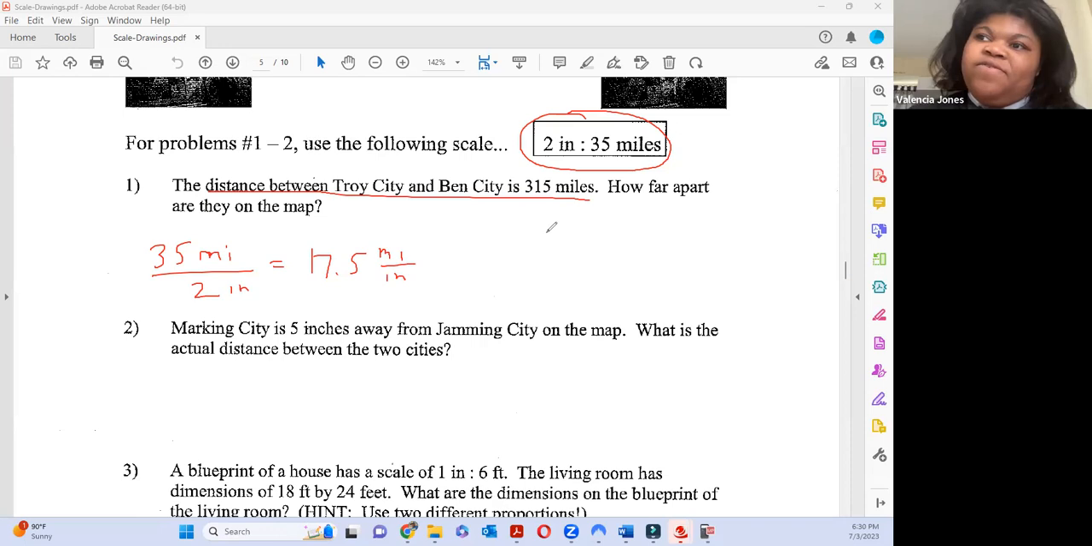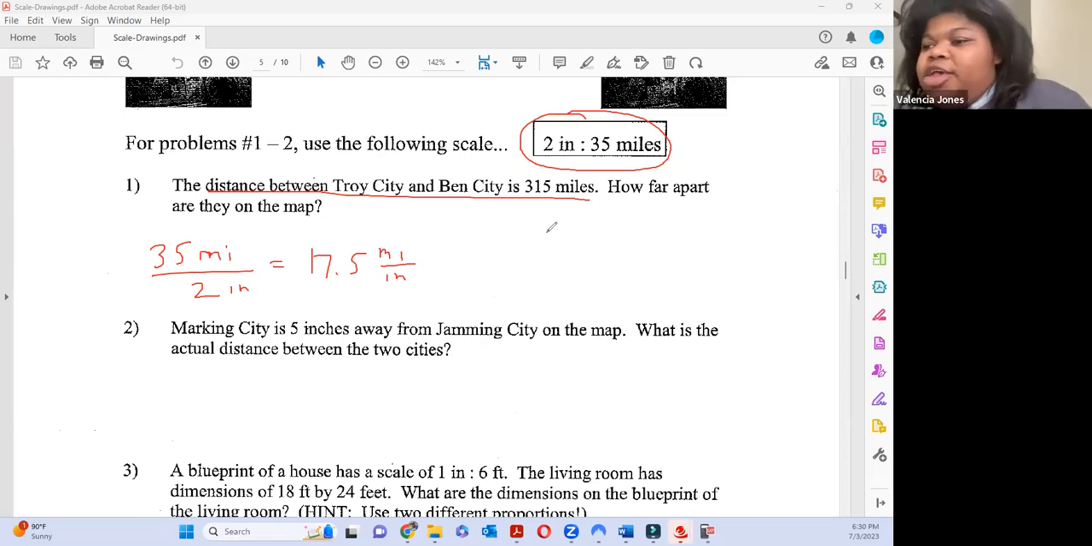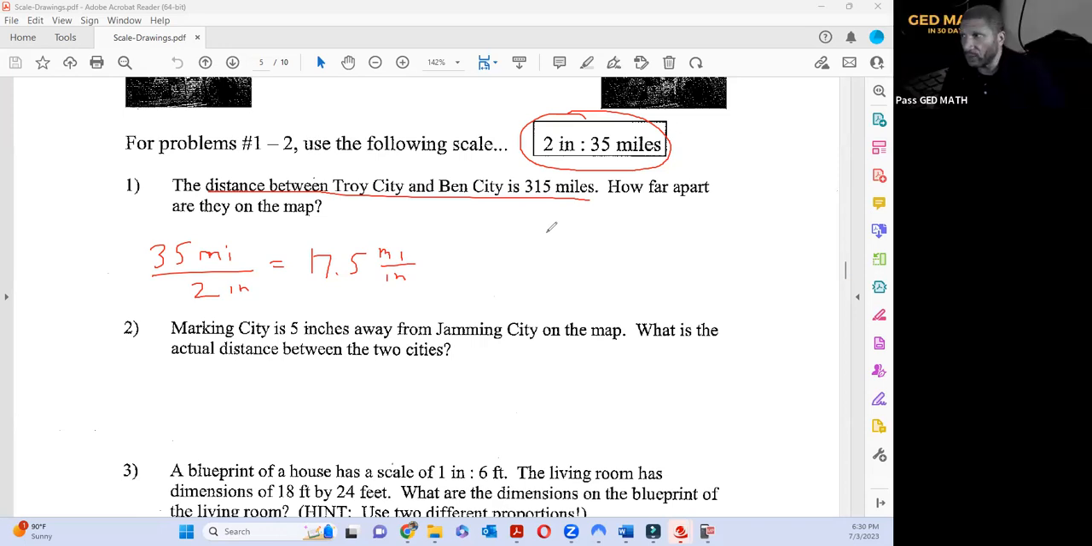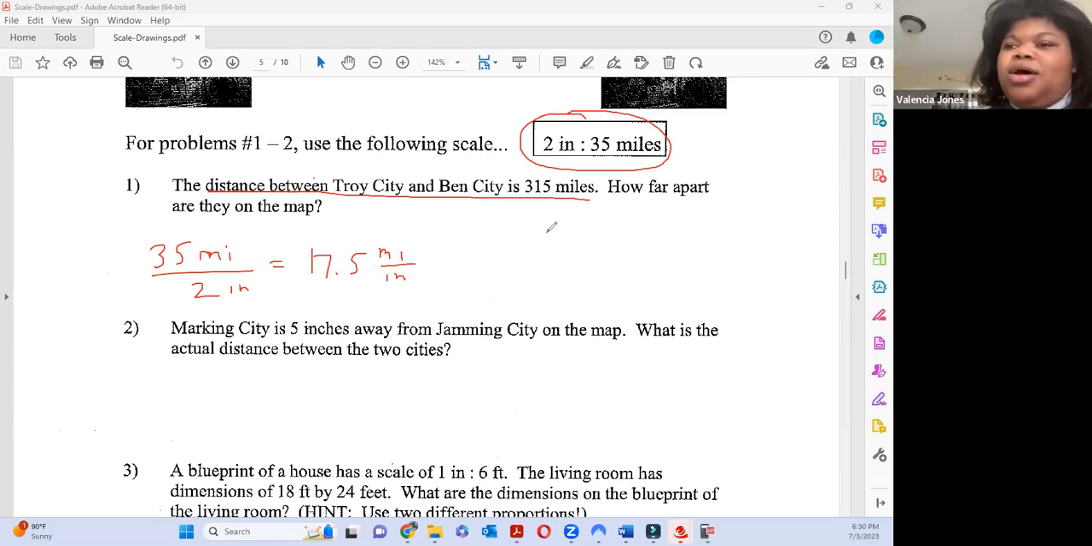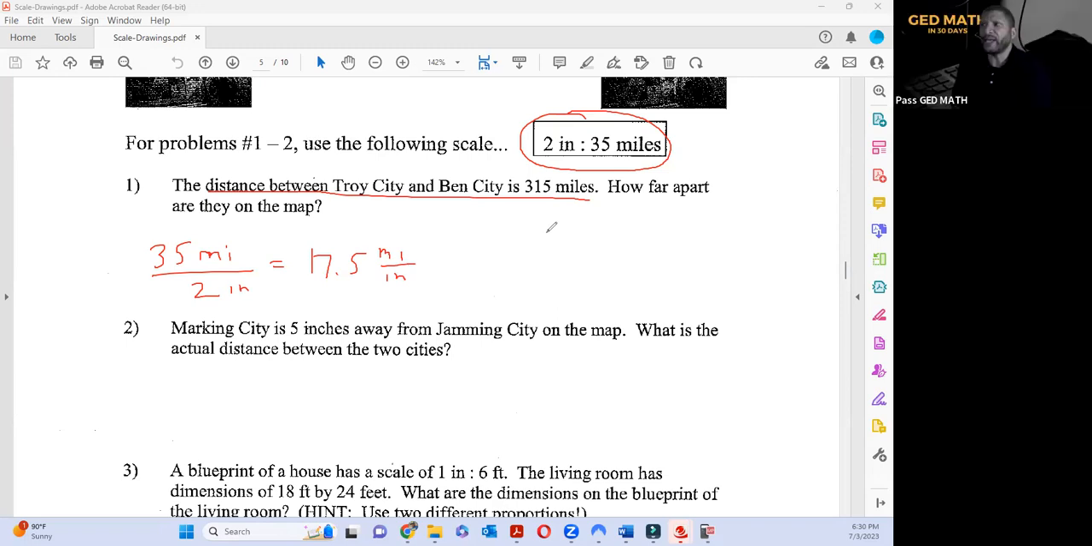17.5 times 315, or is it divided? And tell me why you would multiply. To see how many times, how many miles to get the 3. So let me ask you a question. This is the problem a lot of people make. So I'm gonna make it simple for you.